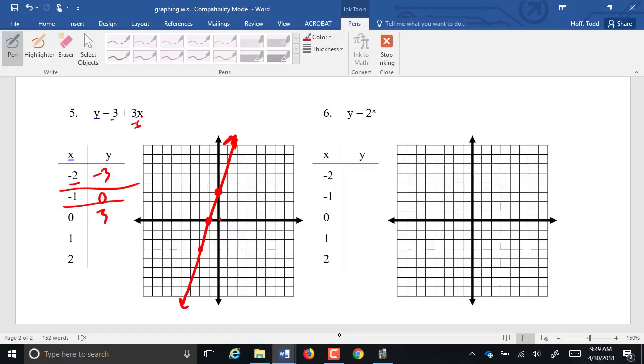Okay. You just graphed them backwards? Okay. I'll give you a couple minutes on number 6 yet. So number 6. Looks like that.